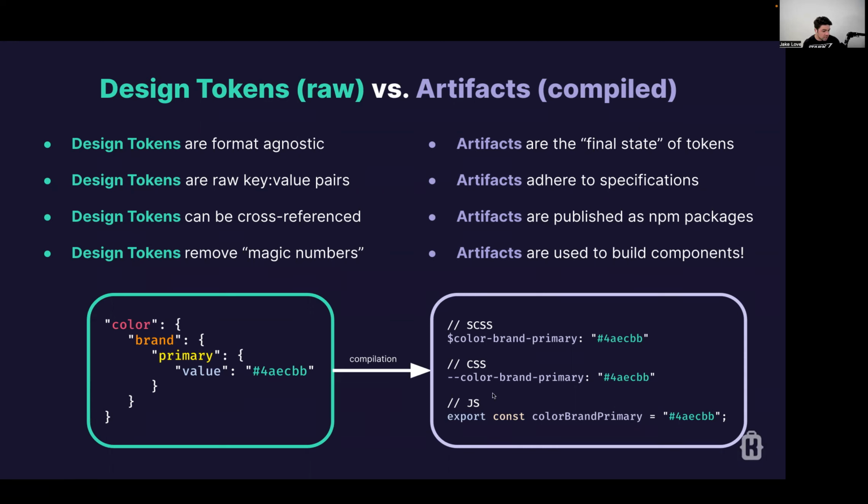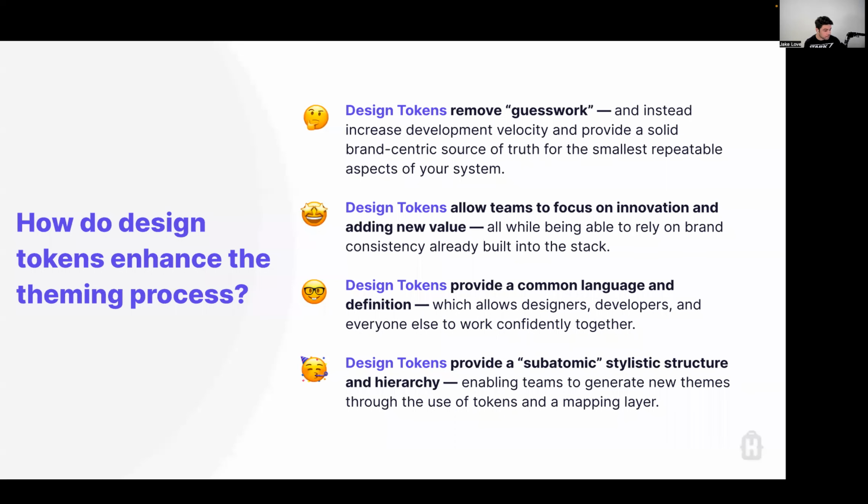It's just the structure. And then what we get is this ability to use these tokens in basically any other property, any other format that pretty much exists. So how do design tokens then enhance this theming process? Well, they remove guesswork and instead increase our development velocity. So they provide a solid brand-centric source of truth for the smallest repeatable aspects of your site.